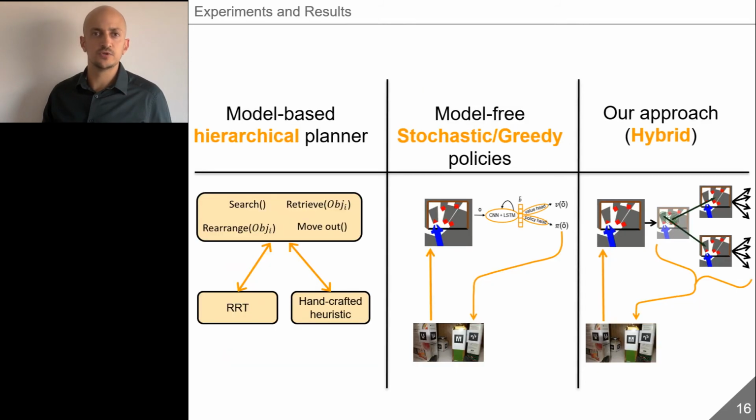To validate our approach, we compared it against several state-of-the-art inspired baselines, among which is a model-based hierarchical planner, where at the high level, we use a set of predefined abstract actions that are executed by a set of handcrafted heuristics and another RRT planner at the low level. We also looked at using model-free policies like the stochastic policy or the greedy policy, which acts directly on the output of the neural network, so no planning involved here. We also experimented with different parameterizations of our approach, so different numbers of rollouts and different horizon depths. From now on, we will be referring to our approach as the hybrid approach, as it combines aspects from both the model-free and model-based techniques.